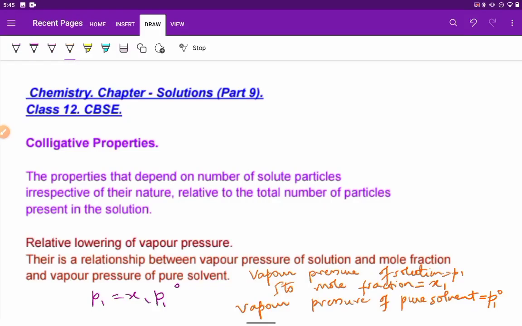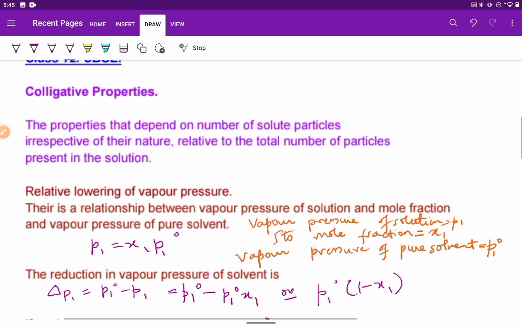Today we will discuss the chapter of chemistry. The chapter is of solutions and this is part 9 of the chapter. We are discussing it for class 12 students of CBSE. The other board students also can follow.